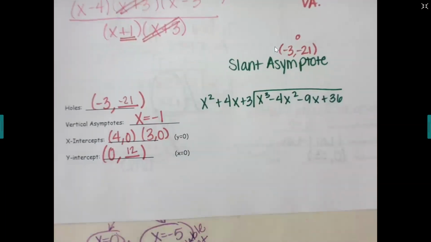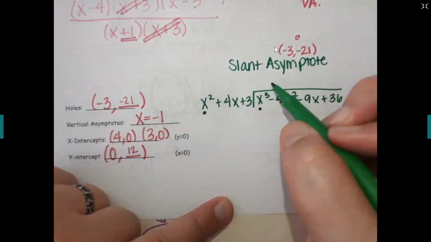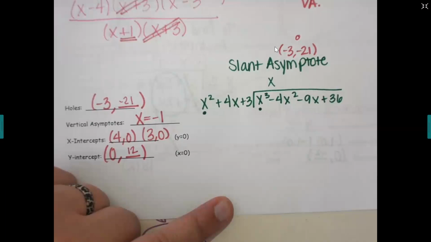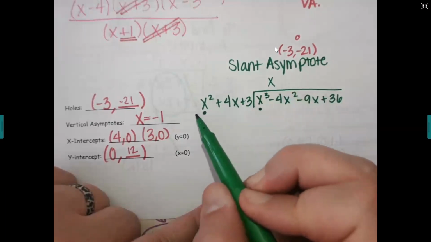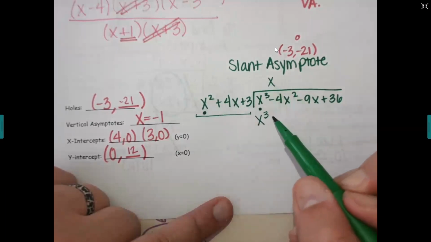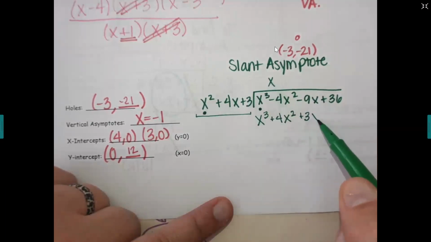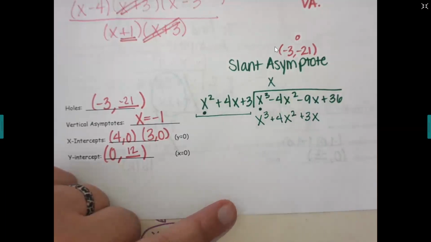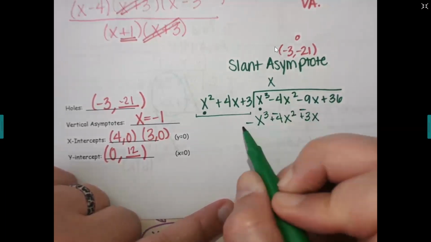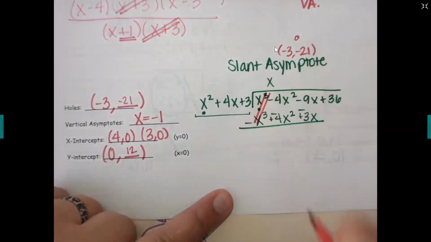What would I times x squared by to perfectly match an x cubed? One more x. And then remember, I multiply that x by all three of these. So x times x squared is x cubed. X times 4x is 4x squared. X times 3 is 3x. Then what do I do to all those signs? Switch them. So those all go to minus. What happens to your first two? Okay, they always should cancel out.